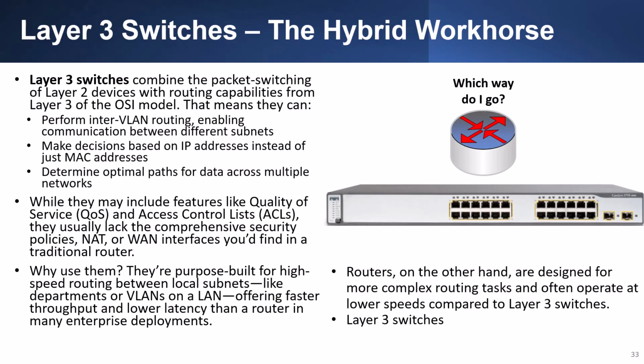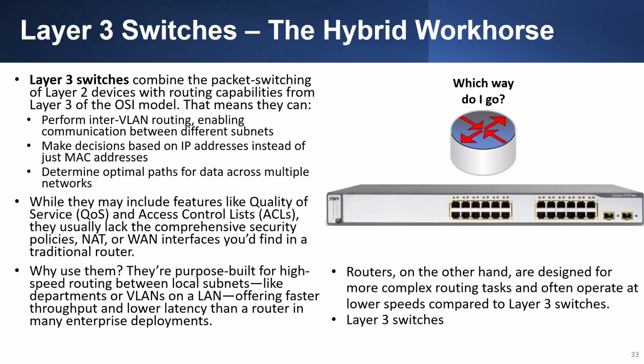Layer 3 switches combine the packet switching of Layer 2 devices with routing capabilities from Layer 3 of the OSI model. That means they can perform inter-VLAN routing, enabling communications between different subnets. It makes decisions based on IP addresses instead of just MAC addresses. It determines optimum paths for data across multiple networks.